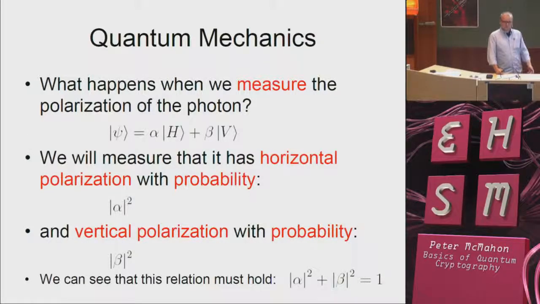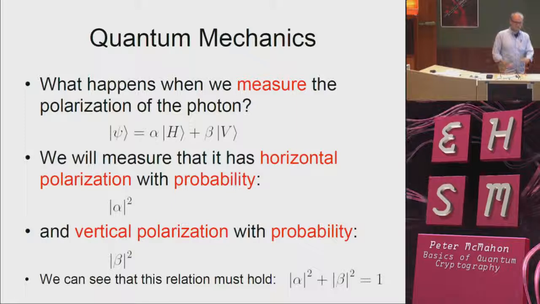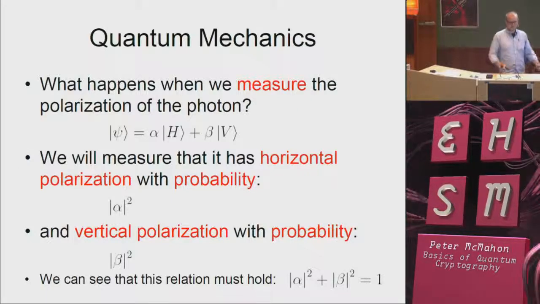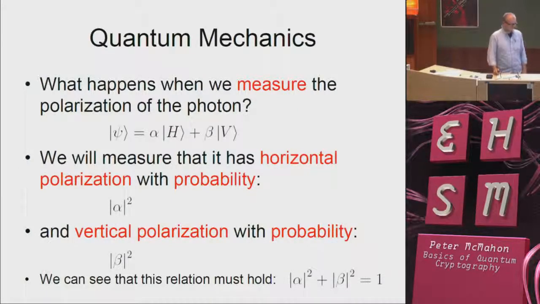So from this, you can see that we must have the relation that alpha squared plus beta squared equals 1, because when you ask the photon, are you horizontally or vertically polarized, it's going to give you either the answer H or the answer V. There's no third option here. So this normalization condition must hold.